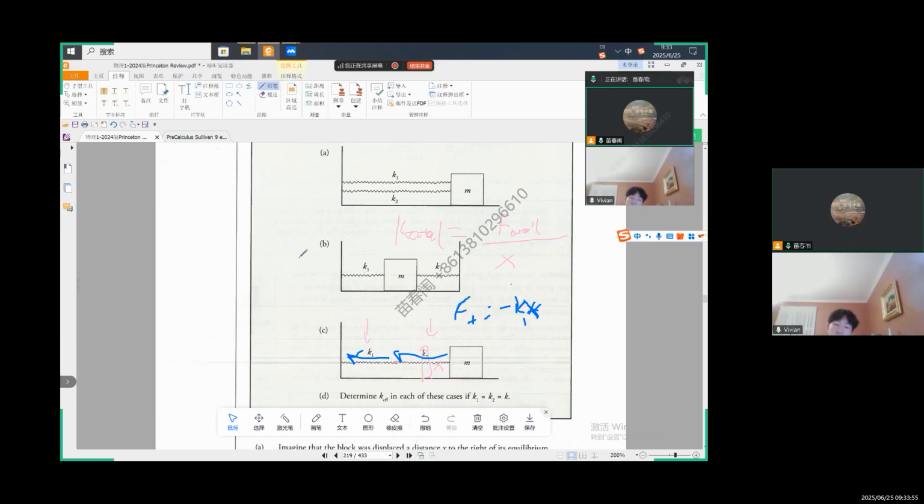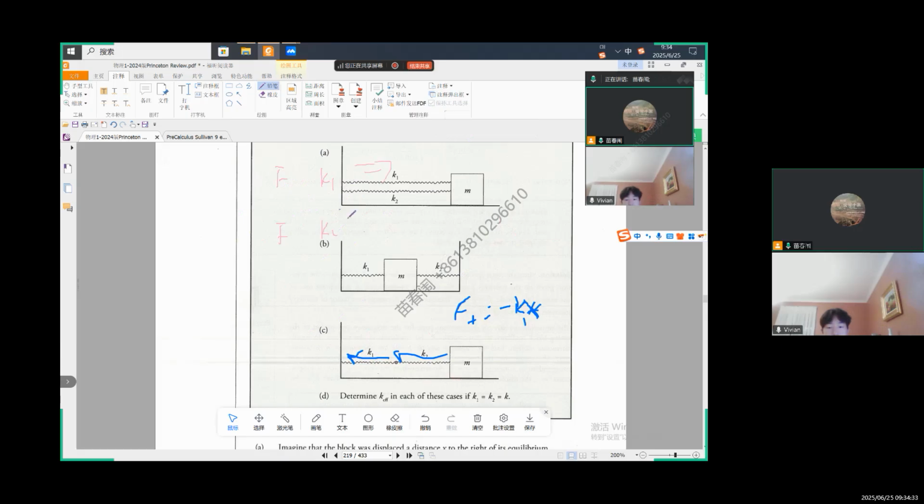The key here is that although it's two springs, they're connected, so I can consider them a system, like one spring. When I say one spring, it means the force is the same: the force you feel here is also the force here, right? So the same force is actually F total. For K1, you have F and K1. For K2, you have F and K2, right?